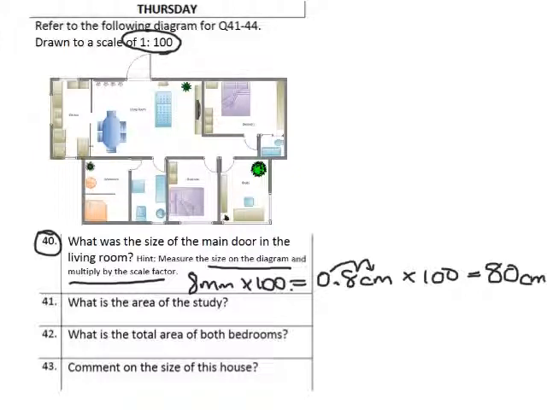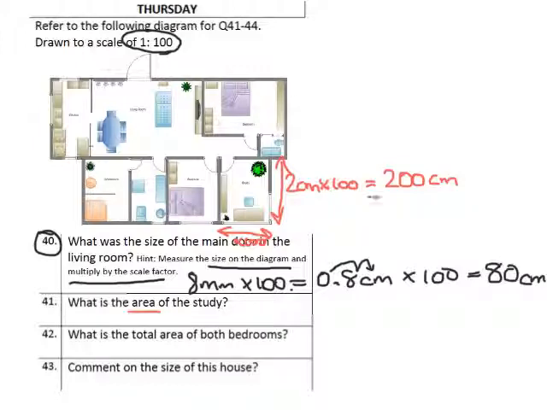Up to question 41, where it says, what is the area of the study? And when you look at the study, it's going to have a length, and it's also going to have a breadth. So I need you to pause and measure them in centimetres, and then when you've done that, also multiply them by 100 to get the dimensions for the length and the dimensions for the breadth. So do that now. Hopefully you've measured that, and the study has a length of about 2 centimetres, so if we multiply by 100 that means 200 centimetres.